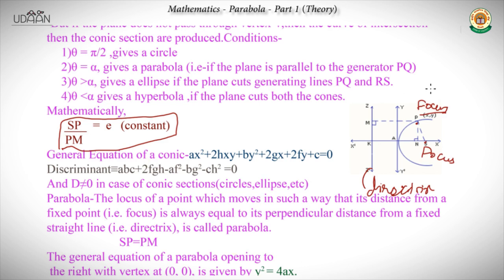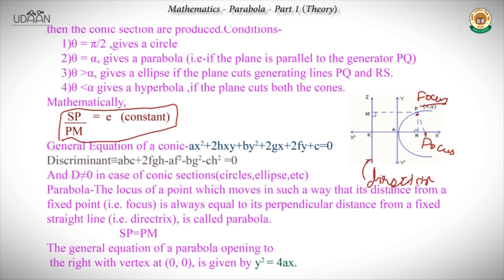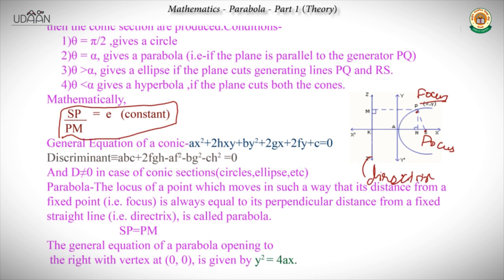Next, let's assume a general equation for a conic. The general equation for a conic is ax square plus 2hxy plus by square plus 2gx plus 2fy plus c equals 0. And there is a new quantity known as the discriminant, which is defined as abc plus 2fgh minus af square minus bg square minus ch square. In the case of conic sections, D is not equal to 0. Now, if D equals 0, it represents a pair of straight lines. Now, let's study about the parabola.